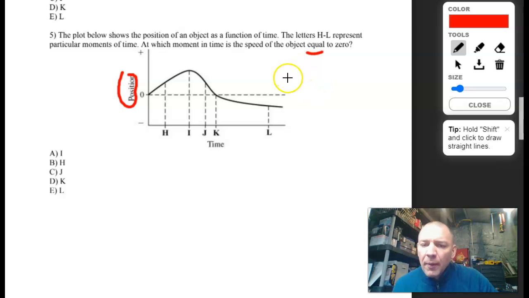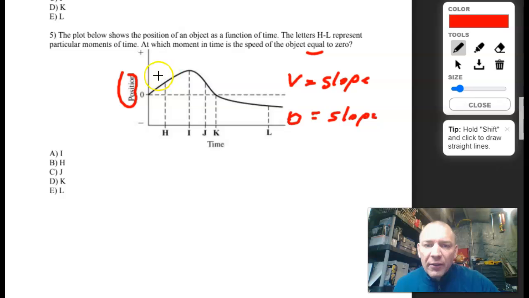All right, so again, remember here that velocity equals the slope. If we want 0 velocity, that's going to be a 0 slope. So 0 slope is when it's flat. So right at the top here, that's where it gets to a flat spot. So that would be I.